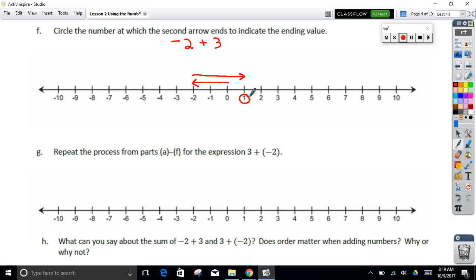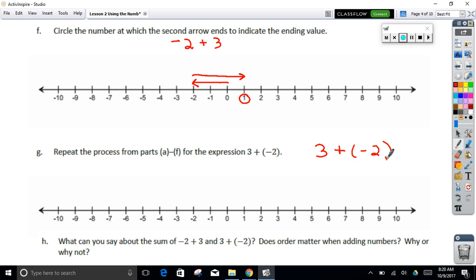Okay, G is asking us to repeat the process for the expression 3 plus -2. I'm just writing it out larger here. You have it already on your paper. Okay, who can tell me how to go through that process? Any volunteers?